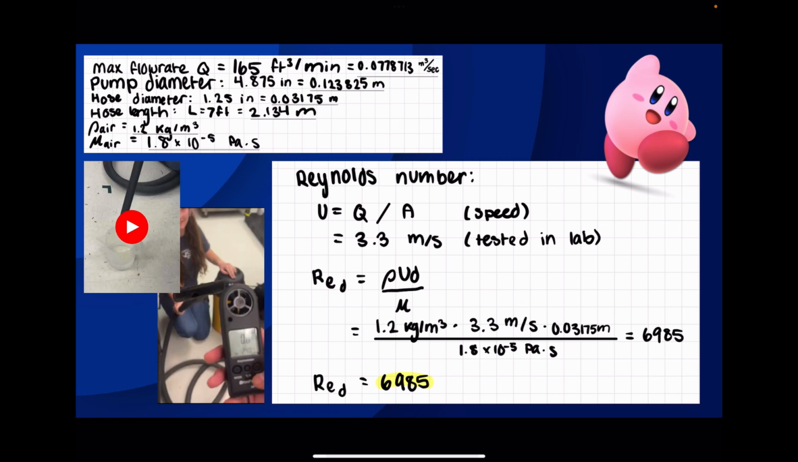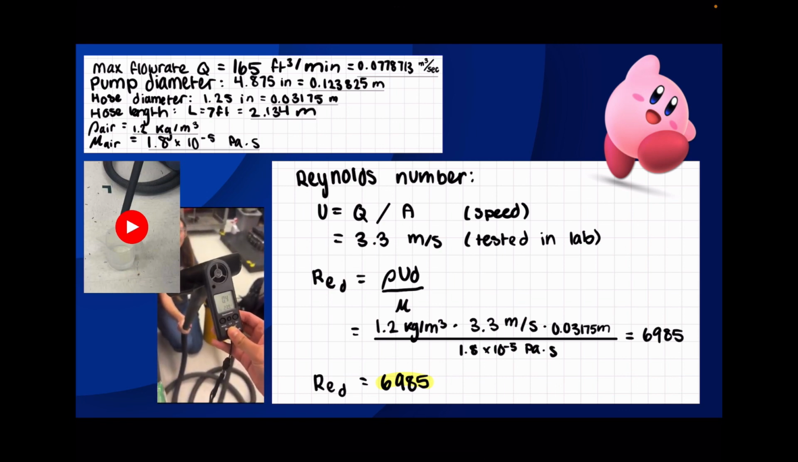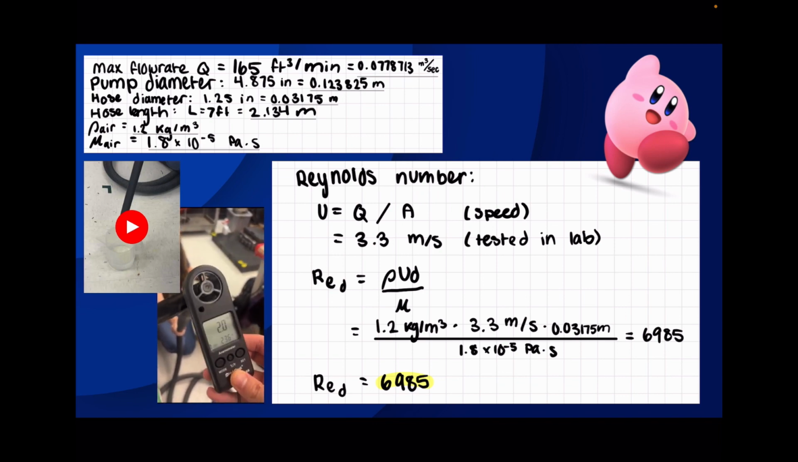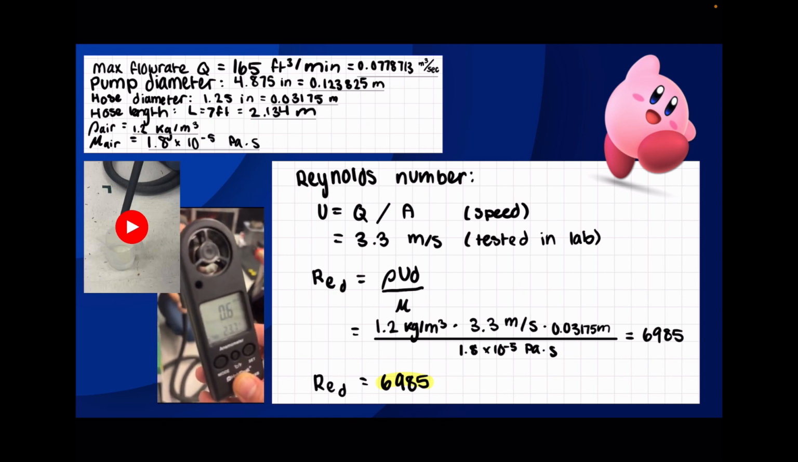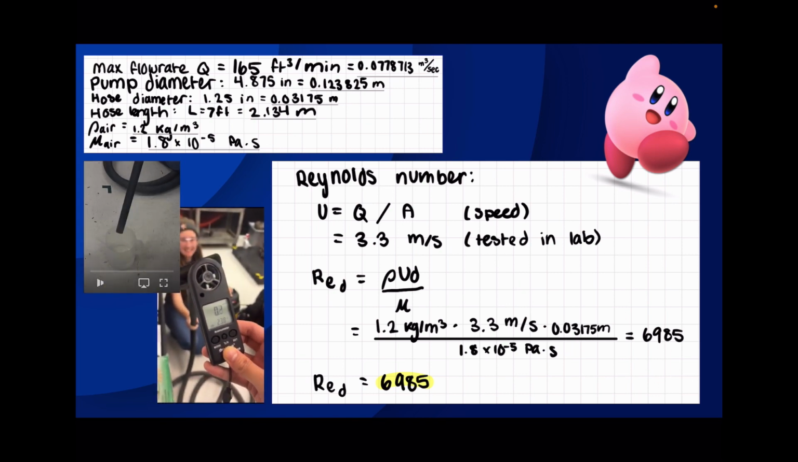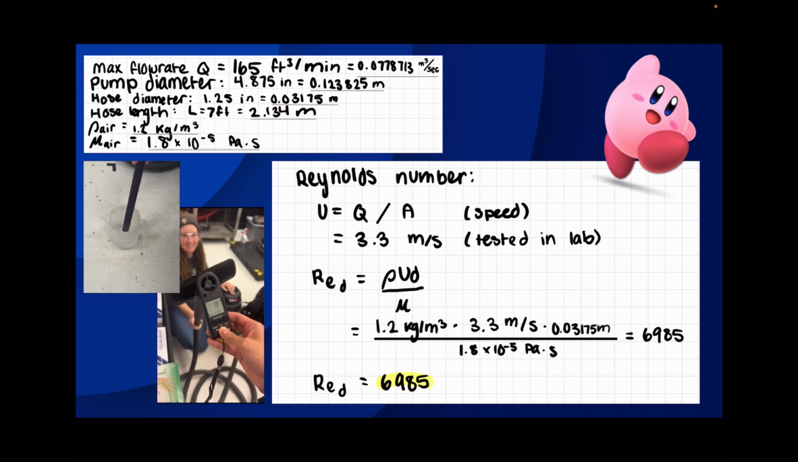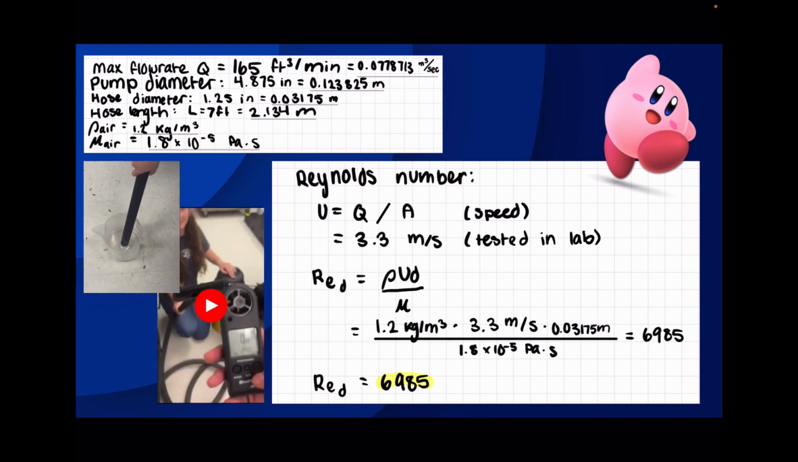The same constants and values from the textbook and shop vac specifications are used. For the Reynolds number, we must first find the speed of the fluid and then plug that into the equation. As seen here, an anemometer was used during the lab to find the speed, due to the losses that needed to be accounted for, and the inlet speed was found to be 3.3 meters per second. Plugging this into the Reynolds number equation, using the hose diameter, we get a Reynolds number of 6,985. Because the Reynolds number is much greater than 500, this fluid has turbulent flow.